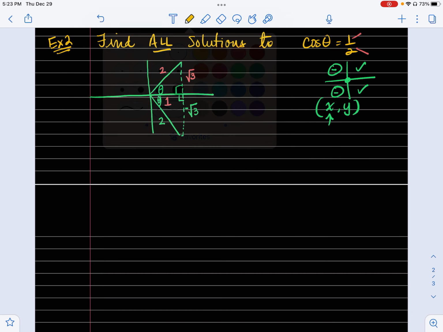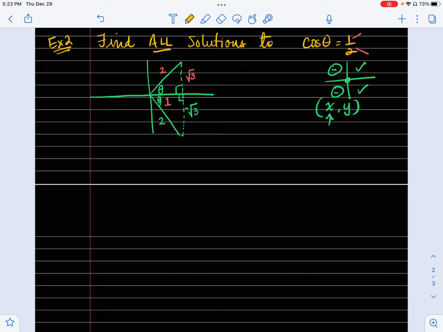My objective here is to find both the thetas, and hence we have the solution in the one revolution. Clearly, this is a 30, 90, 60 type of triangle. So if this is side 1, then the angle opposite to it should be a 30-degree angle, and hence this should be a 60-degree angle. So theta is equivalent to 60 degrees. That's one solution from the first quadrant. Also, theta can be written in radians as pi over 3, because 180 divided by 3 would make it 60 degrees.